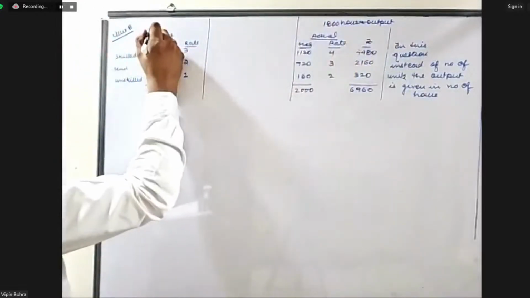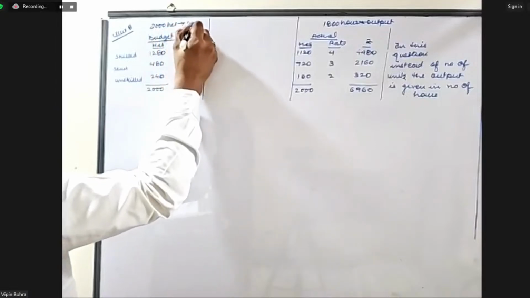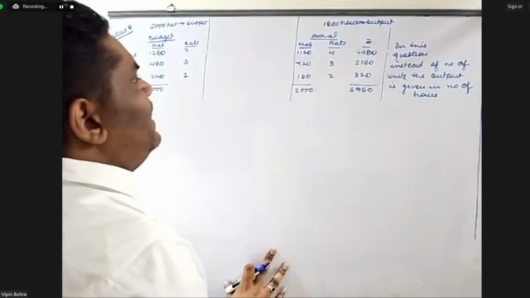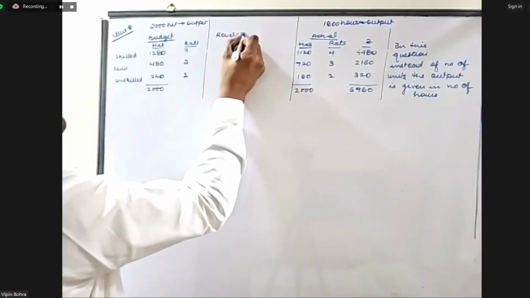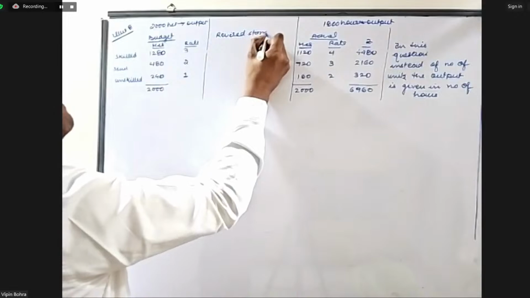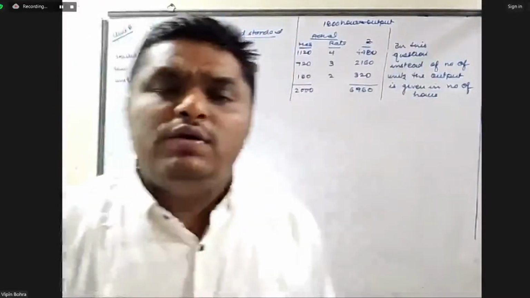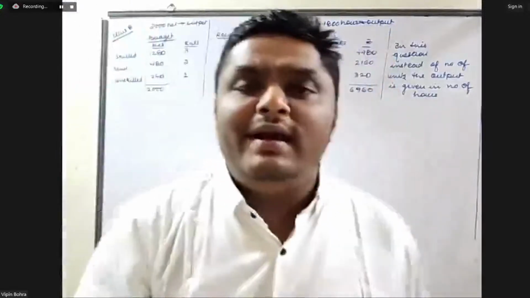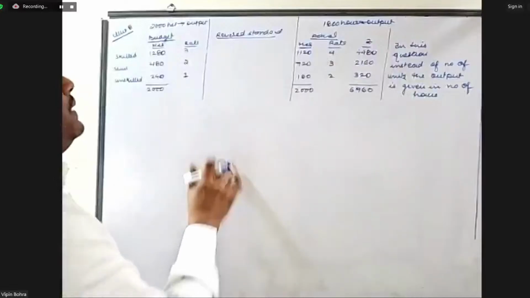So this data is given for 2000 hours of output, whereas this data is given for only 1800 hours of output. So we have to prepare revised standard. So 2000 को हमें 1800 के बराबर लेके आना है.